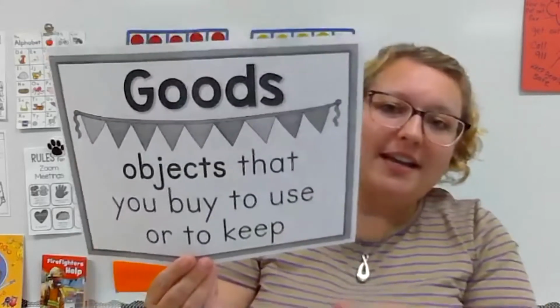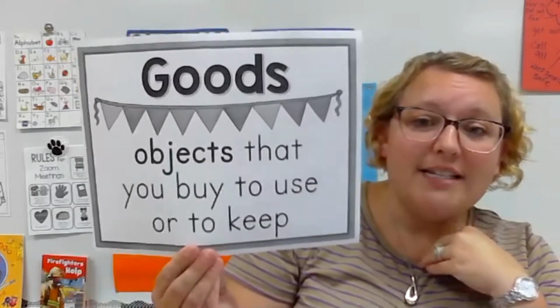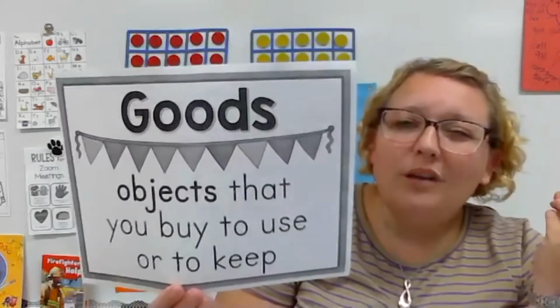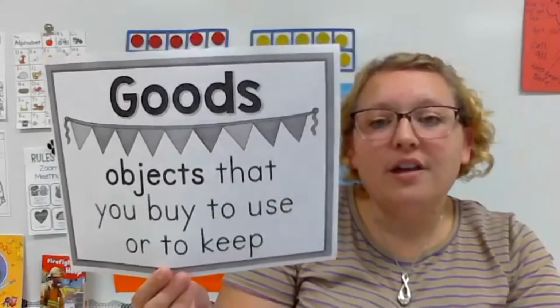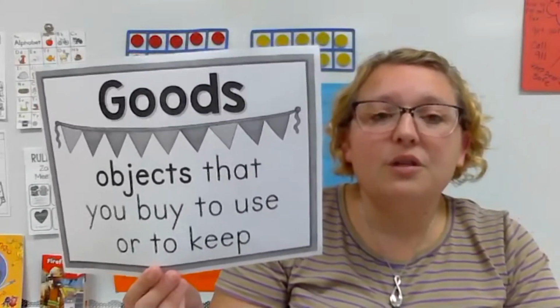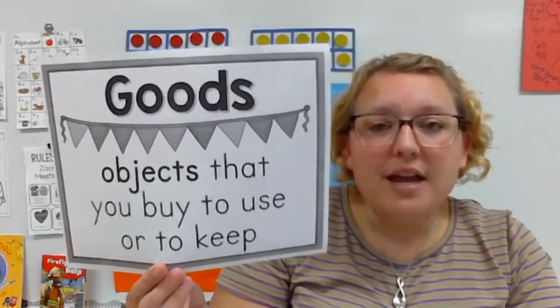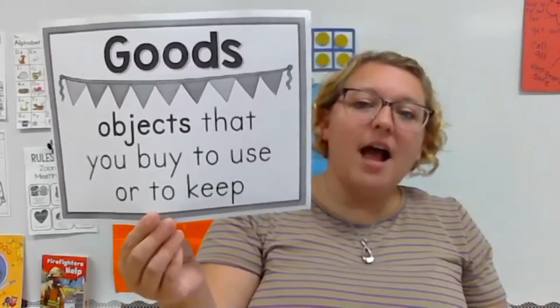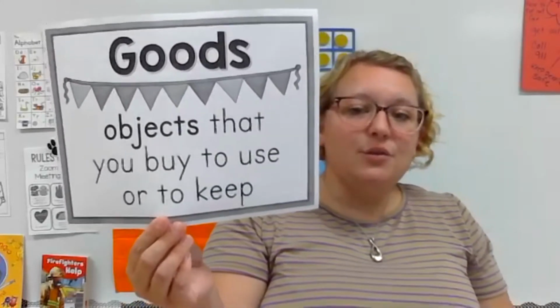So the first thing that I want to talk to you about are goods. What are goods? I have a vocabulary card here that shows us the definition of what a good is. Goods are objects that you buy to use or to keep. A really good example would be if you went to the grocery store and you bought food. You use money to buy food and take it home to use it or keep it in the refrigerator. So goods are objects that you buy to use or to keep.